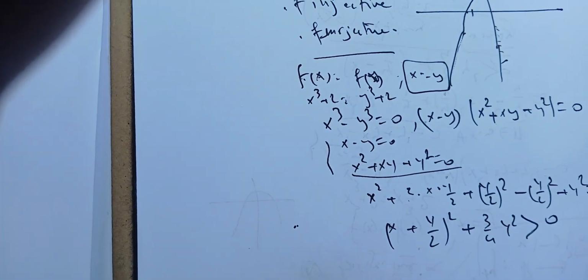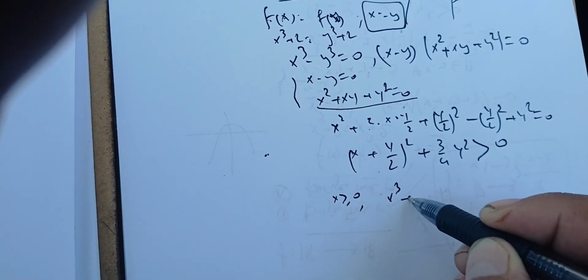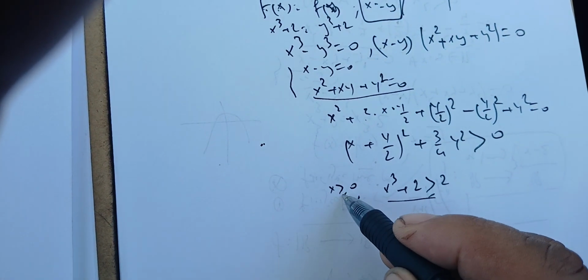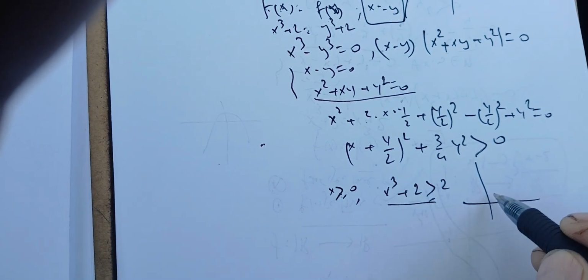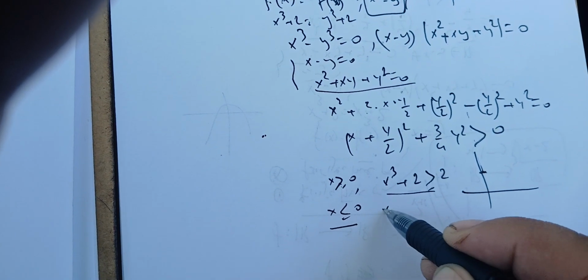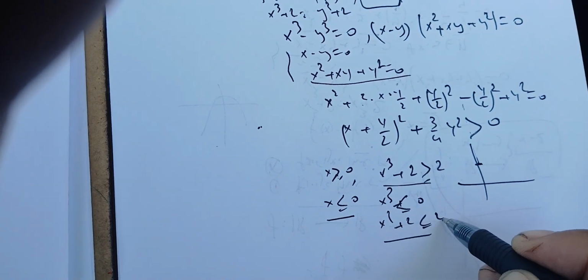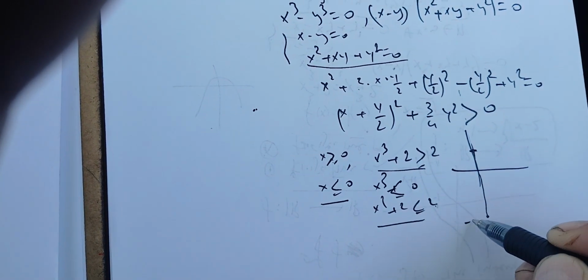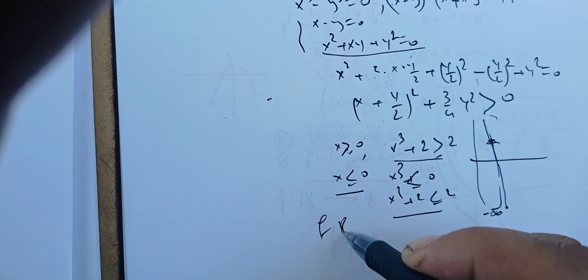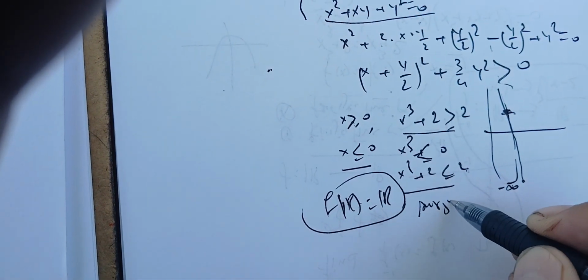To prove that f is surjective, we can do two cases. If x is bigger than 0, we have x cubed plus 2 is bigger than 2. So the positive elements go to 2 plus infinity, and for the negative elements, x cubed is less than 0, so x cubed plus 2 is less than 2. So they go from minus infinity to 2. So the whole set is covered. That means f of R is R. This proves that f is surjective.